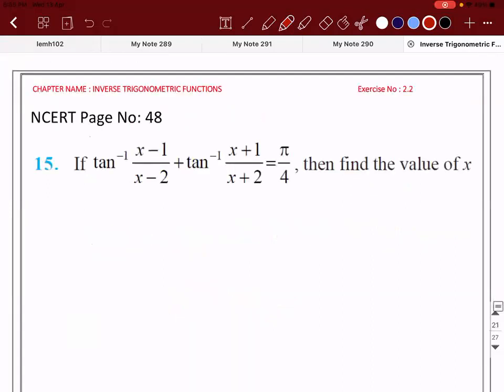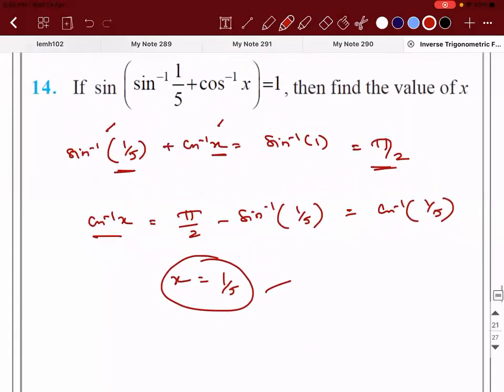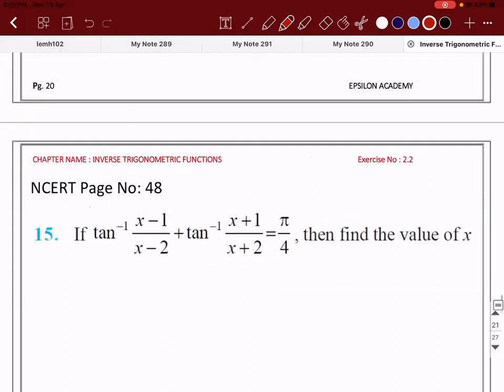Next one. Is there anyone copying it? Next. Parish, you're done.